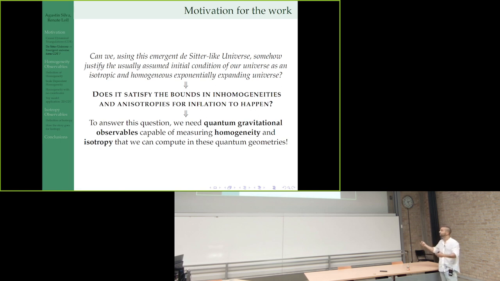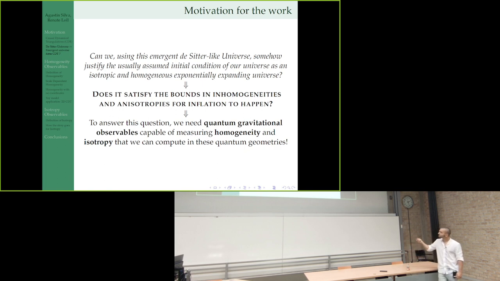Now, the questions we want to address are, can we, using this emergent de Sitter-like universe, somehow justify the usually assumed initial condition of our universe as an isotropic and homogeneous exponentially expanding universe? And therefore, does this emergent universe satisfy the bounds on inhomogeneities and anisotropies, for example, for inflation to happen?